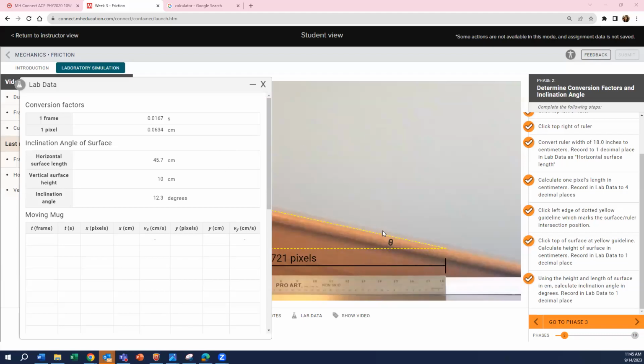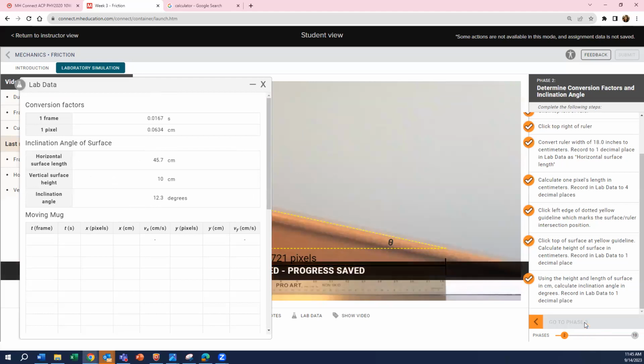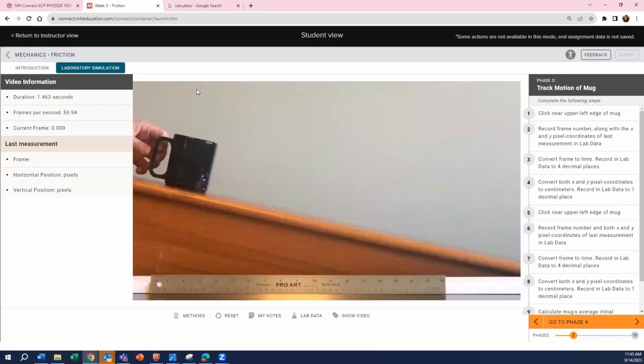So this is what we have done for the phase 2 lab number 3. Now we'll go to phase 3. In phase 2 we determined all these conversion factors and we got the inclination angle as well. So now let's go to phase 3, and phase 3 is basically for the track motion of the mug.